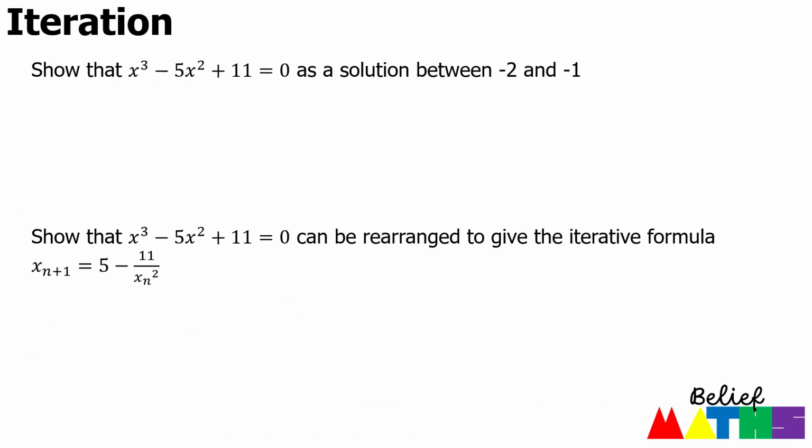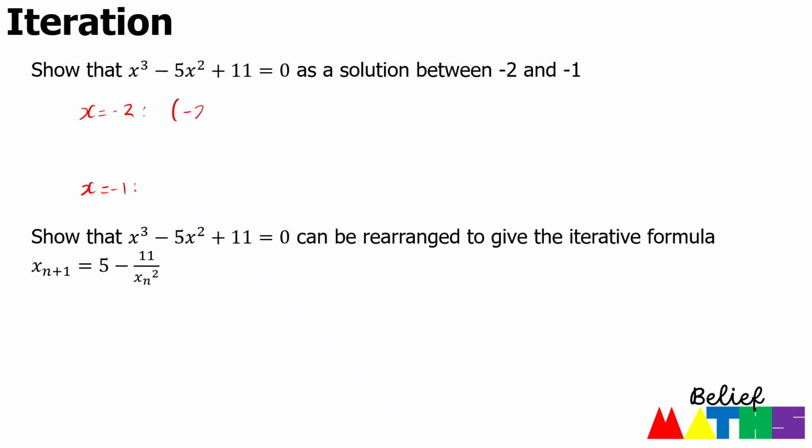Now the next topic is iteration. This can come up in a number of different ways. What we'll see on the next couple of questions after this, you'll see the more traditional iteration questions. However, they can ask things like this, where they say, show that this equation has a solution between -2 and -1. That just means we're going to sub in x equals -2 and work out the answer. We're going to sub in x equals -1 and work out the answer. And I'll show you then how we can check if there's a solution between those.